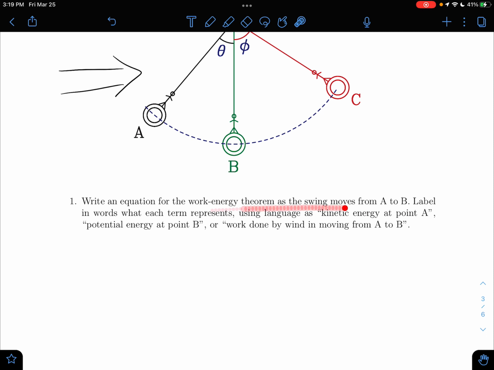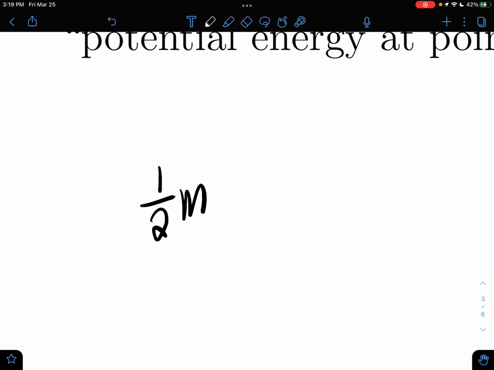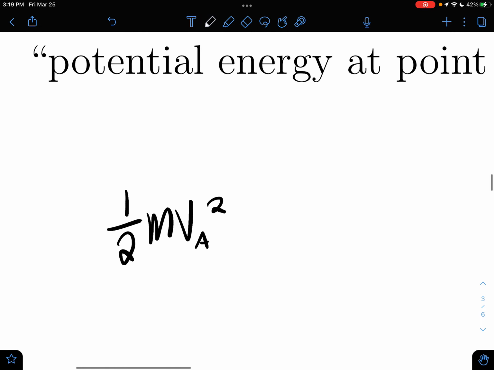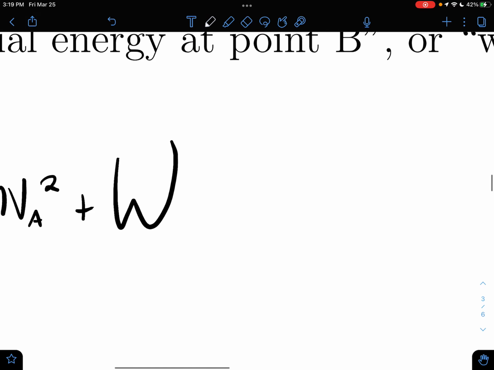So we have to write our equation moving from A to B, labeling in words what each term represents as well. So the first thing we're going to start with, our initial kinetic energy, one half m v A squared, since we're starting at A, plus all of our work done equals our final kinetic energy, which we're ending at B, so I'll label that there.